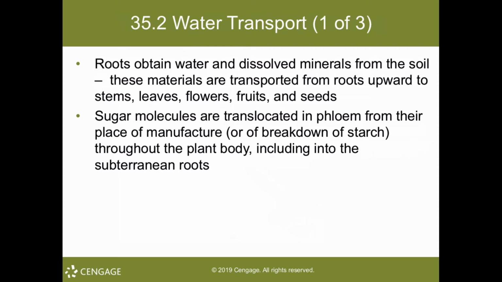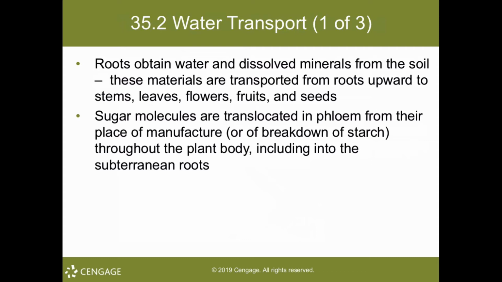So roots obtain water and dissolved minerals from the soil, and these materials are then transported upward, class, to leaves, by way of the stems, to flowers, fruits, and seeds. On the converse, sugar molecules are translocated in phloem from their place of manufacture, or the breakdown of starch, throughout the plant body, including into the subterranean roots.